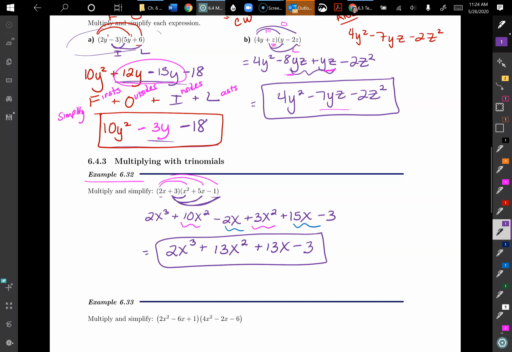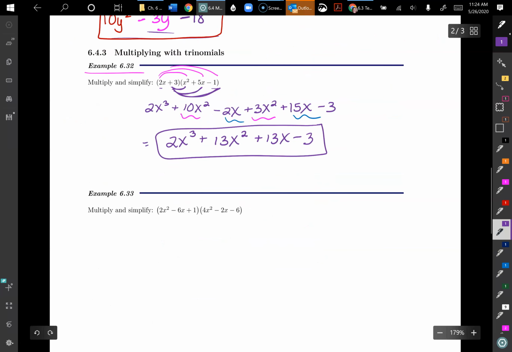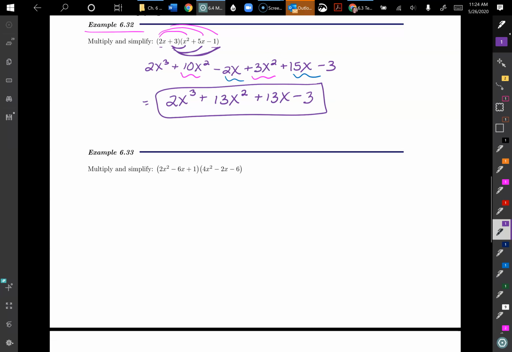Okay, so we have 2x cubed plus 13x squared plus 13x minus 3. So 13's there. This next one, example 6.33, you can skip it if you want.